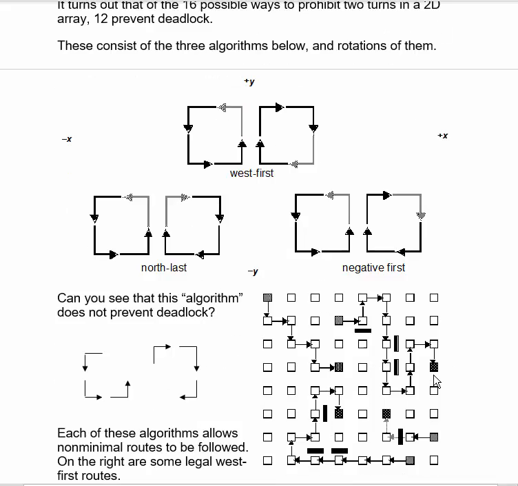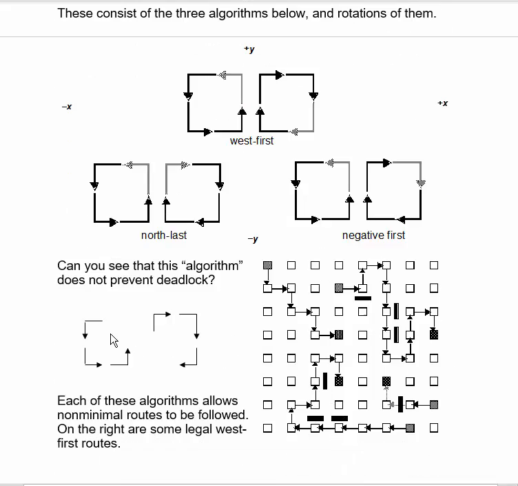You can also see that this cycle here does not prevent deadlock. Why not? Because a packet could move in this order, or a set of packets could move in this order and then move in this order and come around and get right back to there, and that would be deadlock.